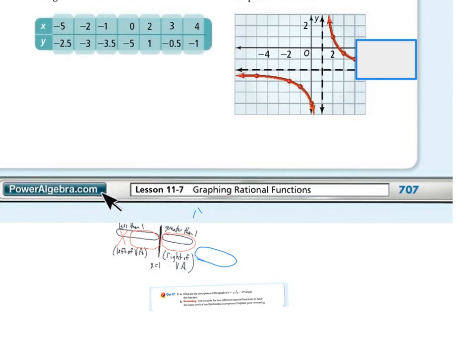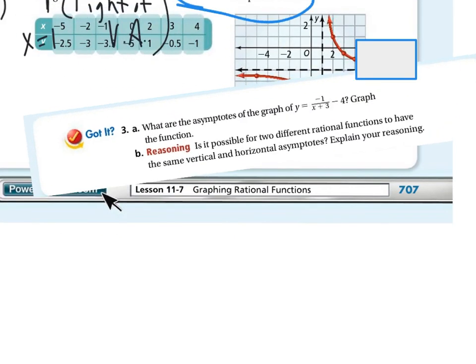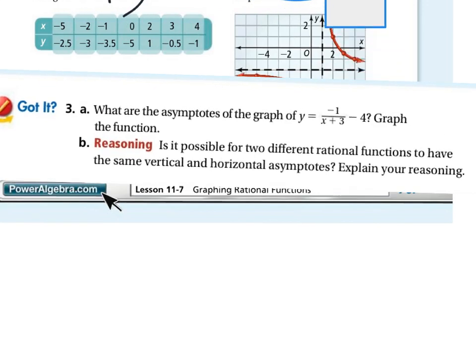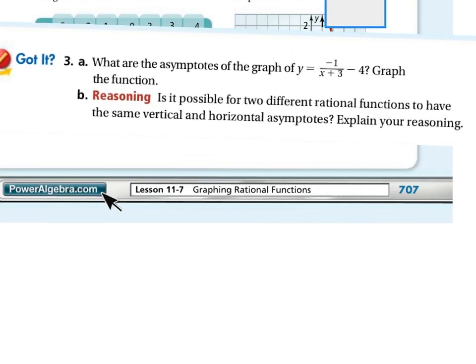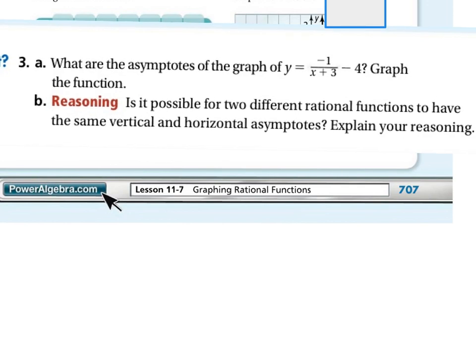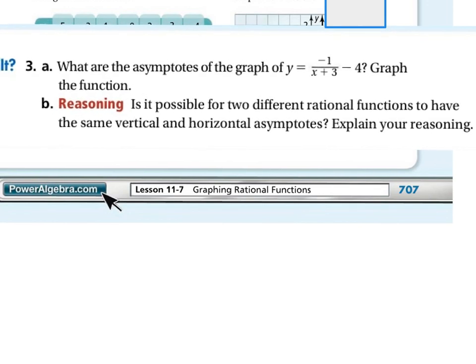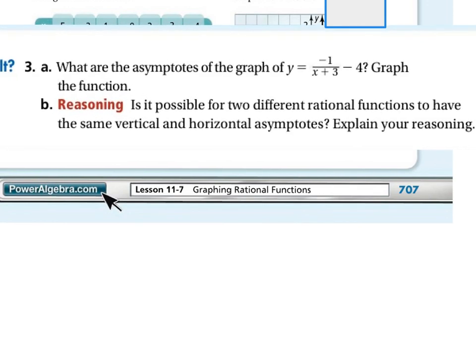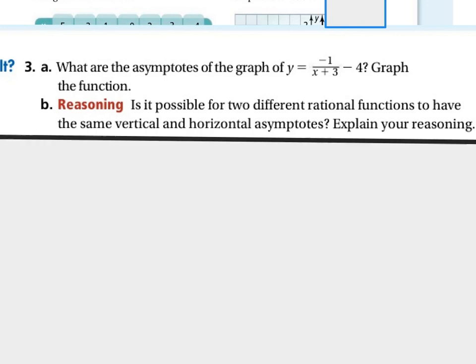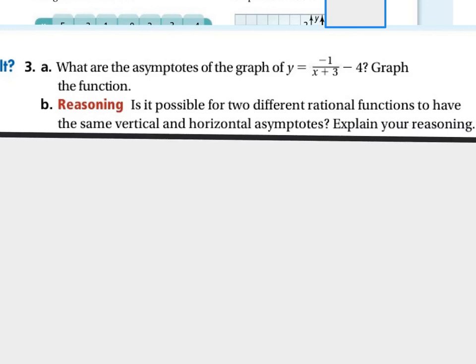So with that in mind, let's look at the got it number 3. And again, the starting point when you're going to do these, if you're going to be asked to graph these, is figuring out what your asymptotes are. And then from there, we can get some points and graph it.